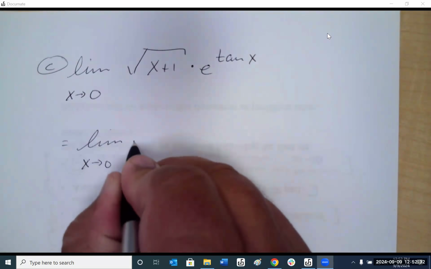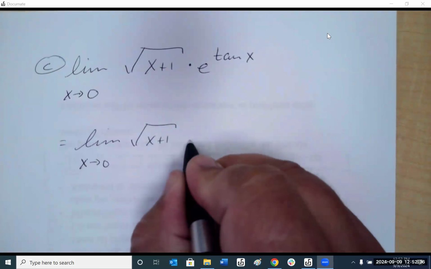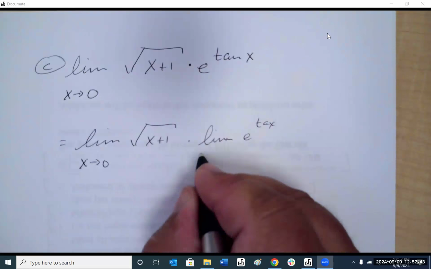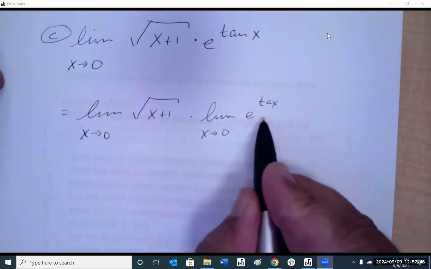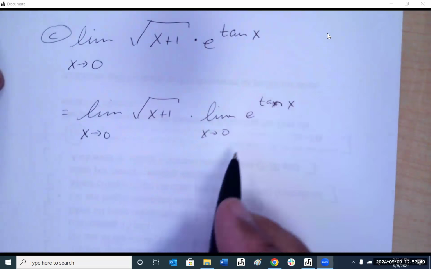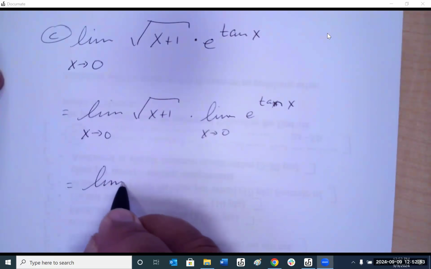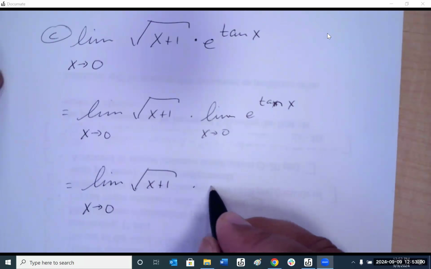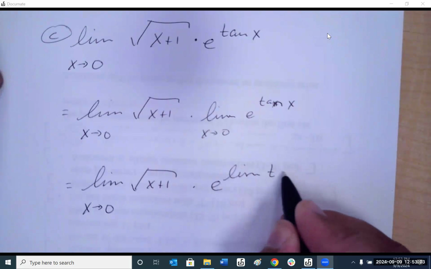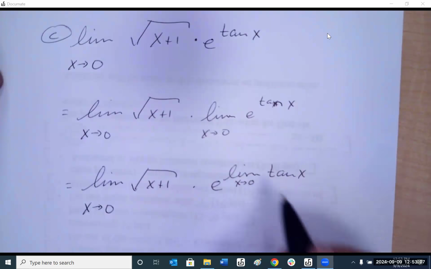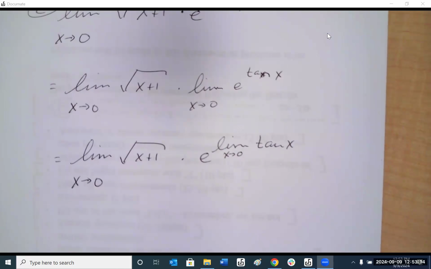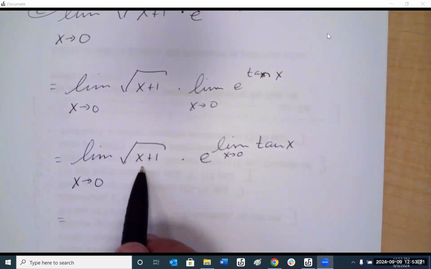So as x approaches 0 of this one, times the limit of e to the tangent x as x approaches 0. But since the limit is up there, it's e to the limit of tangent x as x approaches 0. I'm thinking the limit of the function of e. So plug them in there. What is this one going to give us? Can we put 0 in there?